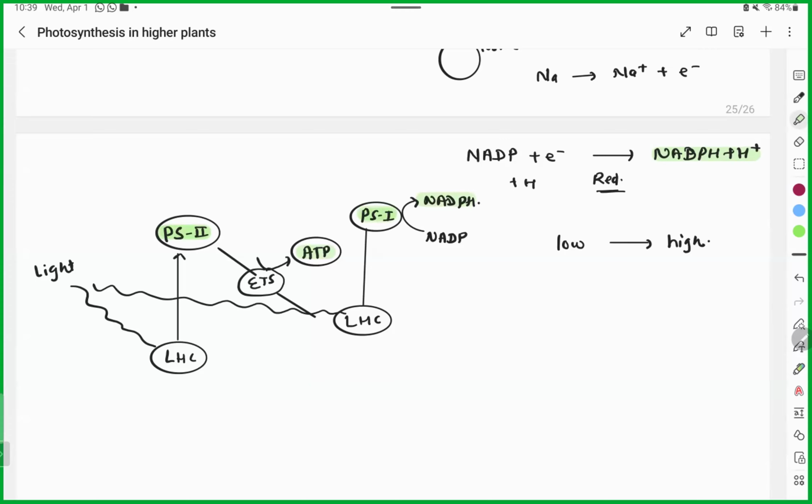But Jordan, what is the source of this electron? The electrons are moving. What is the source of this electron? So it's from the water splitting up, sir.